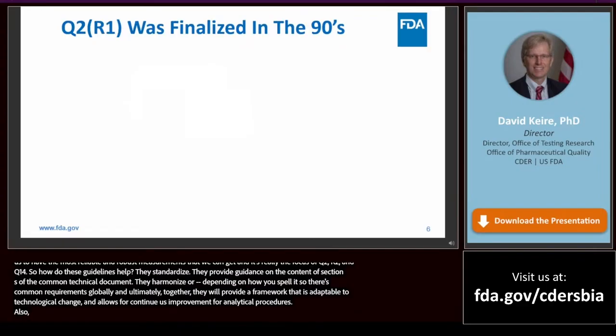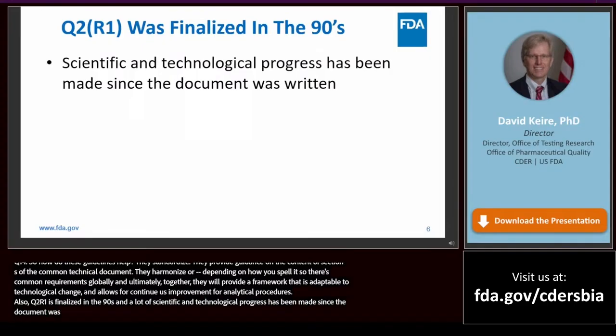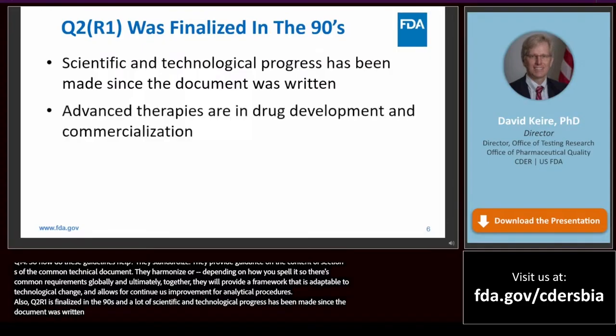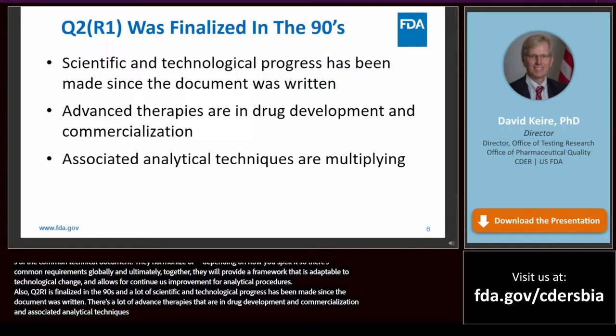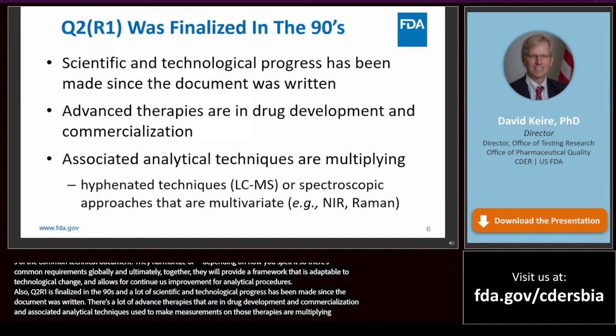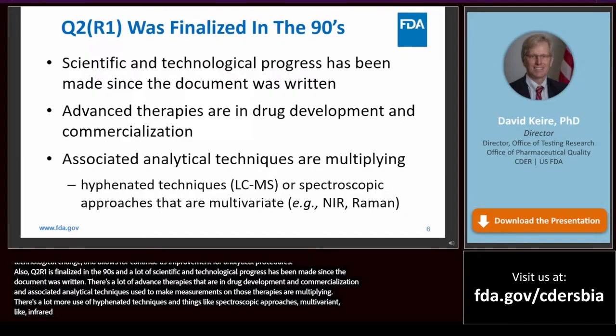So Q2(R1) was finalized in the 90s, and a lot of scientific and technological progress has been made since the document was written. There are a lot of advanced therapies in drug development and commercialization, and the associated analytical techniques used to make measurements on those therapies are multiplying. There's a lot more use of hyphenated techniques, things like liquid chromatography mass spectrometry, or spectroscopic approaches that are multivariate, for example, near-infrared or Raman spectroscopy tools.